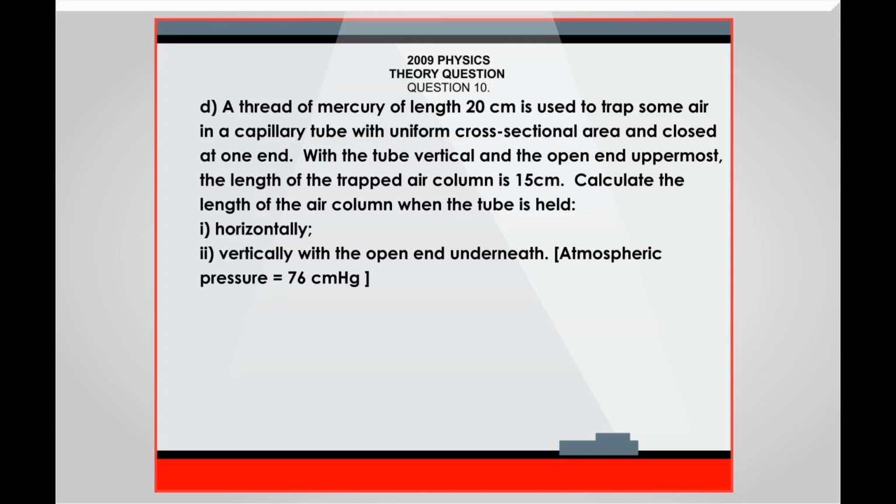D. A thread of mercury of length 20 cm is used to trap some air in a capillary tube of uniform cross-sectional area and closed at one end, with the tube vertical and the open end uppermost. The length of the trapped air column is 15 cm. Calculate the length of the air column when the tube is held, I, horizontally, II, vertically with the open end underneath. Atmospheric pressure equals 76 cm of mercury.